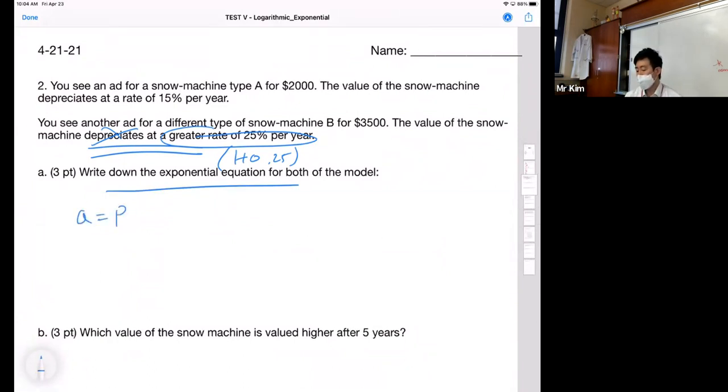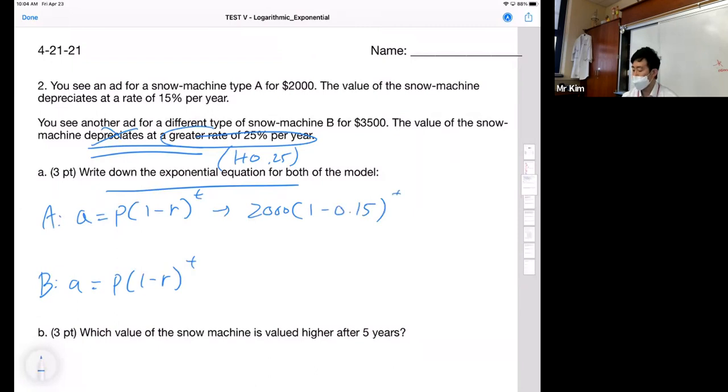So A is equal to P times (1 minus R) raised to the power of T for both machine type A and machine type B. This is what I'm going to use for both cases. So 2000 times (1 minus 0.15) raised to the power of T, and 2000 times (1 minus 0.25) raised to the power of T. Of course, if you made that 0.85, 0.75, I still gave you full credit. It means the same thing.